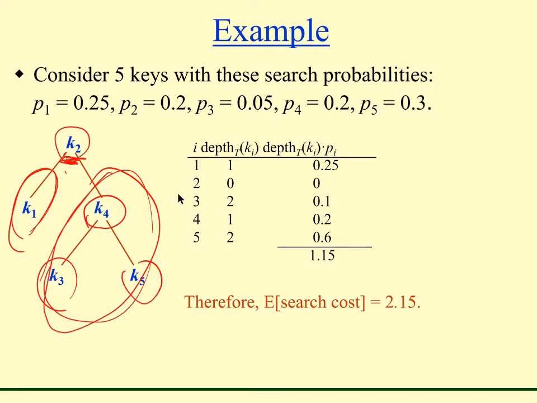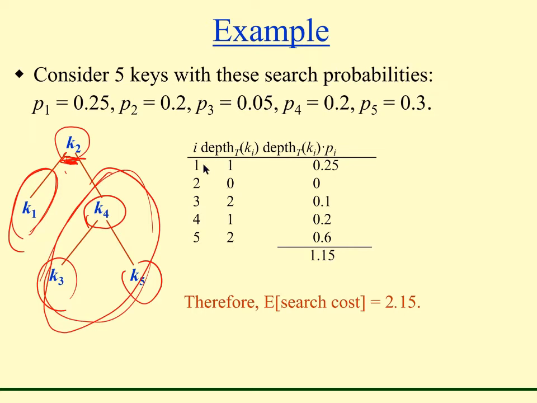But of course you can arrange them in a different way. You can put K3 here, and then K4, K5. That's also possible. So let's look at this one.